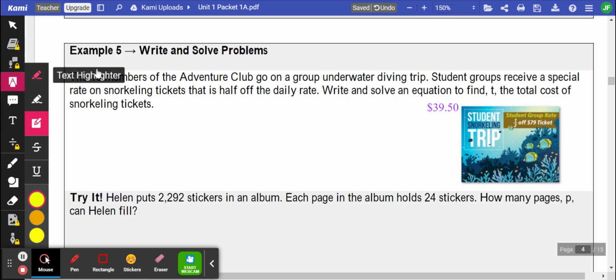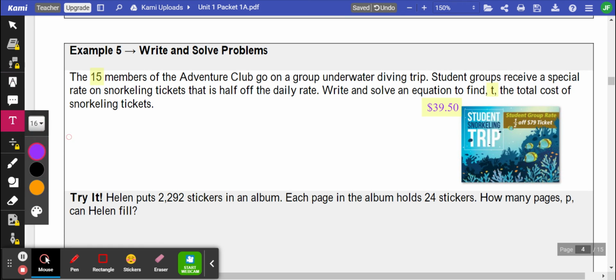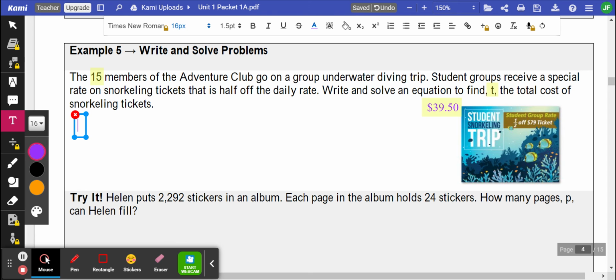Okay, the 15 members, so 15 is important, of the Adventure Club go on a group underwater diving trip. Student groups receive a special rate on snorkeling tickets that is half of the daily rate. So this is the student group rate. Write and solve an equation to find T, the total cost of snorkeling tickets. Now, this one to me makes more sense to say the total is going to equal the cost per ticket, which is $39.50, times the number of tickets.